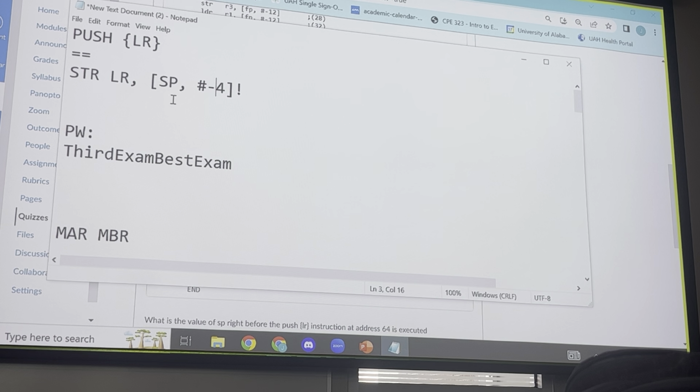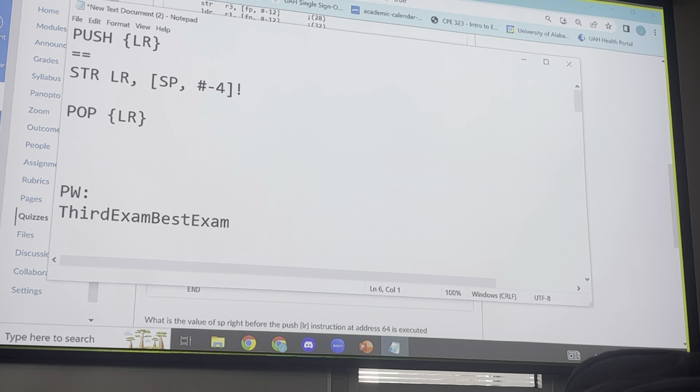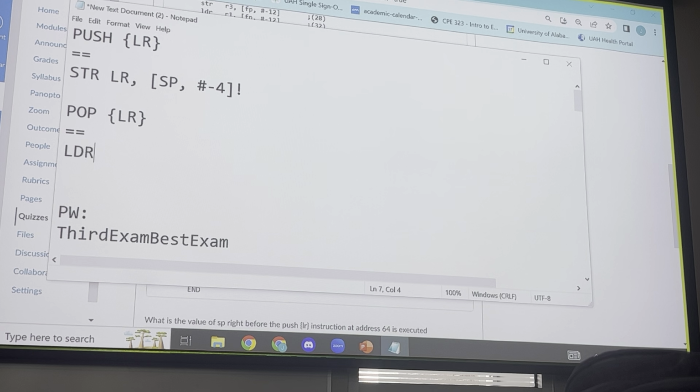Okay, so what do you think pop would be, since it's the opposite? Yes, now it's LDR. LR from SP, pound 4, and update, because you are changing the stack pointer.